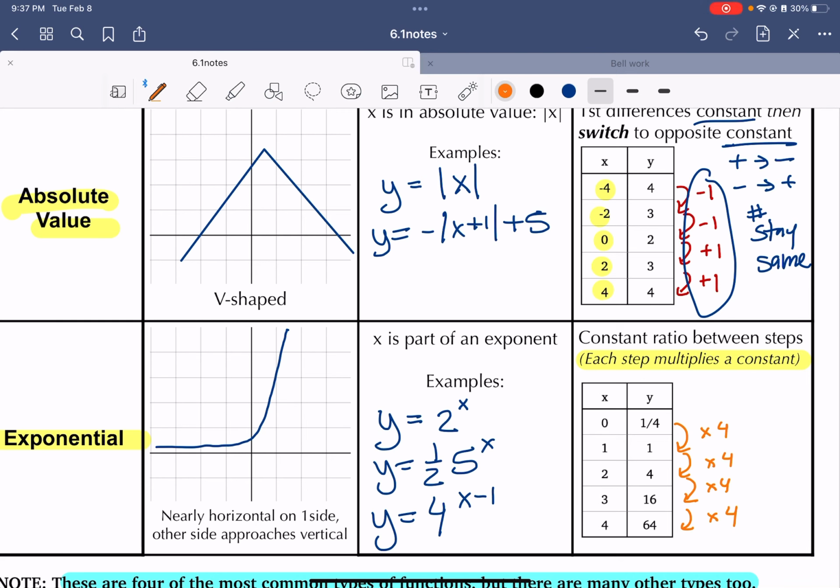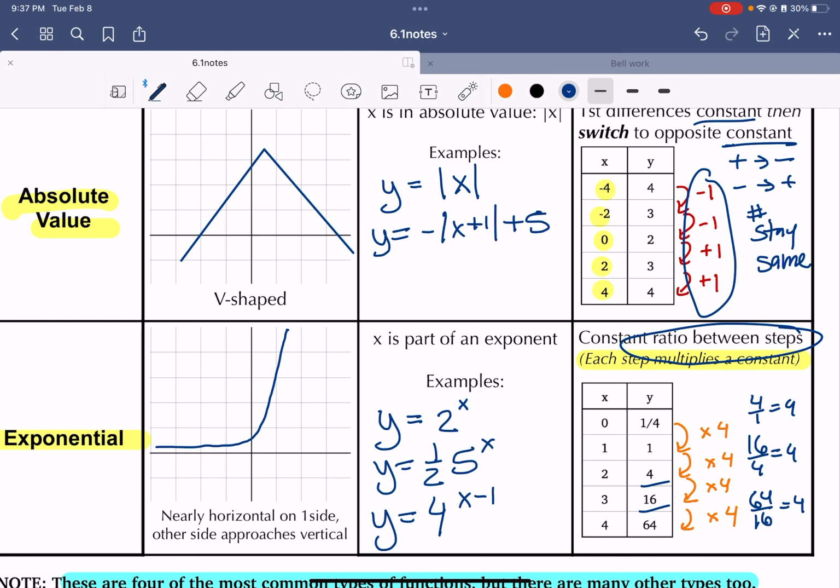Sometimes these can be harder to think about. Another way you can do it is you can think of them as the ratio between steps. So I like to sometimes divide. I'll look at this number, and I'll go 64 divided by 16 equals 4. And then I'll try these two numbers. 16 divided by 4 equals 4. And then go up again. 4 divided by 1 equals 4. So it's that constant ratio between the steps. Your ratio is always the same.